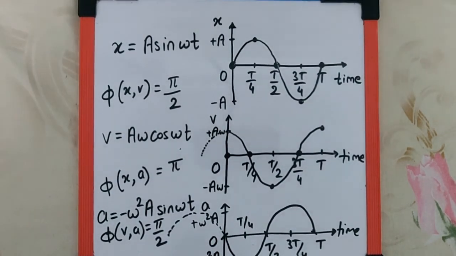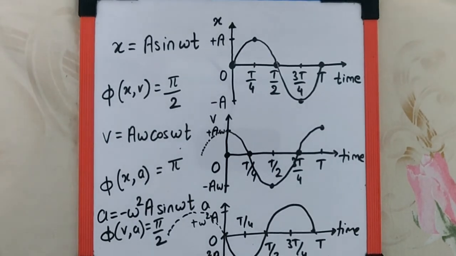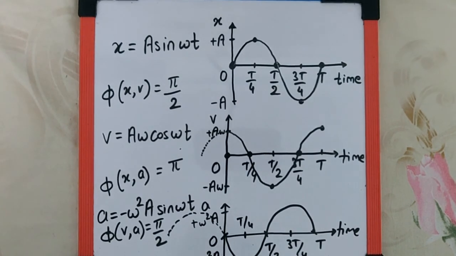So basically the graph helps to decide the position with respect to time, the velocity with respect to time, and the acceleration with respect to time. I hope it helps you to understand.